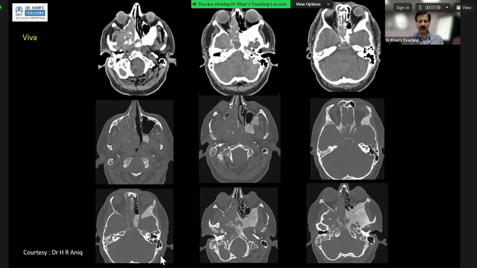What is the unifying diagnosis? Can there be malignant transformation in a fibrous dysplasia? Yes, I believe this is a malignant transformation. What is the most common malignant tumor? This is an exam question. Osteosarcoma. Excellent. So this is a case of fibrous dysplasia with malignant transformation.